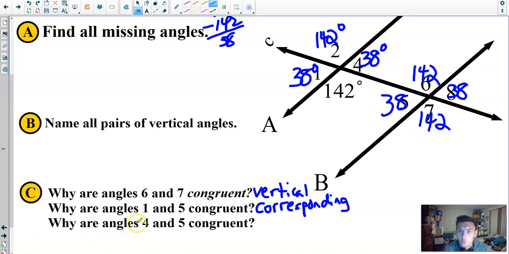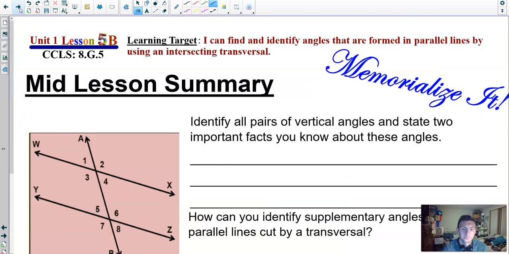And why are angles 4 and 5 congruent? Here's 4. Here's 5. They're not vertical because they're not touching. They're not sharing a vertex. They're not corresponding. They're not in the same position. They're not matching up. They are alternate interior angles. Interior angles are the 4 angles in the middle. And since these are diagonally across from each other, they are alternate, I'm going to abbreviate, interior angles. Alright, moving on.